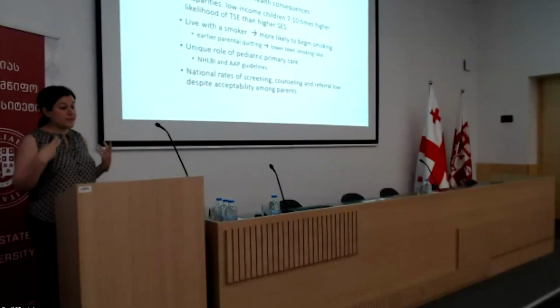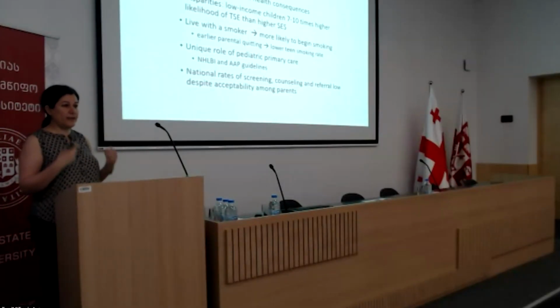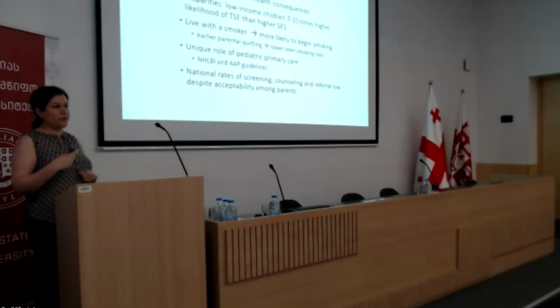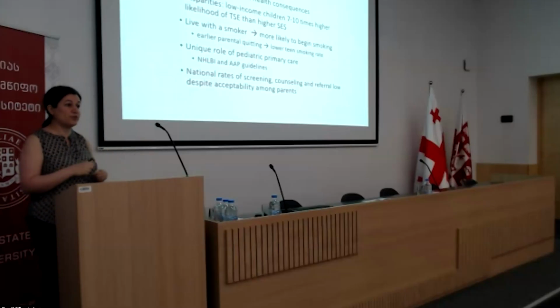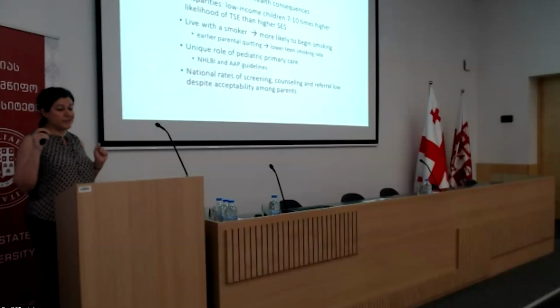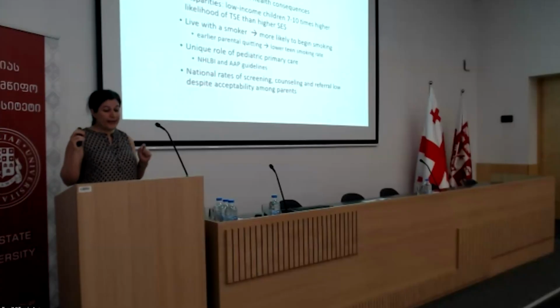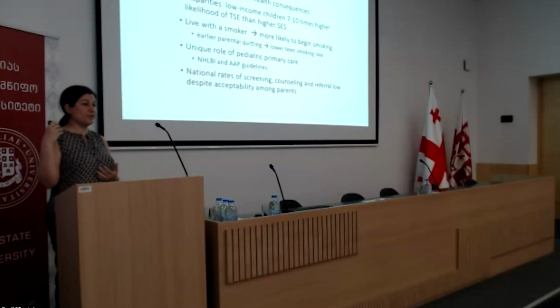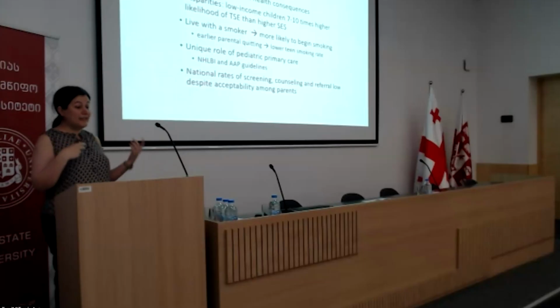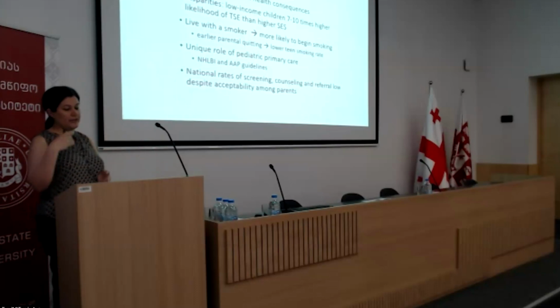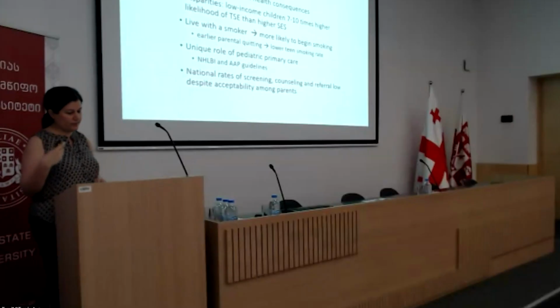What is troublesome to me, in the US in particular, is that we have a high level of inequities and disparities in exposure to tobacco smoke, especially among children. Low-income children are 7 to 10 times more likely to have tobacco smoke exposure than children in higher socioeconomic status groups. Living with a smoker, you're more likely to begin smoking yourself, while earlier parental quitting, or abstinence, is associated with lower teen smoking rates.